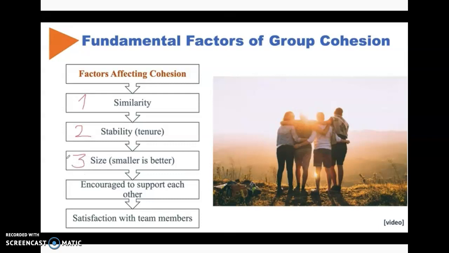The third one is size. Size matters and smaller is better. Large groups tend to break into subgroups, so smaller groups tend to have higher levels of cohesion because we can get to know each other a little bit better.